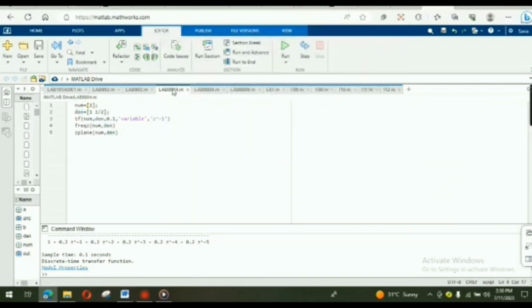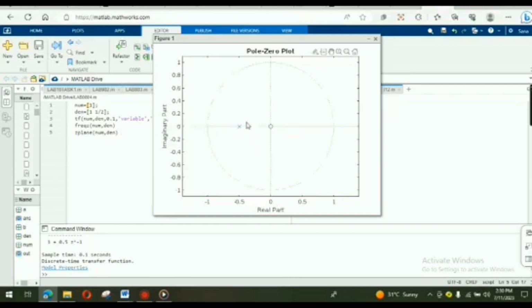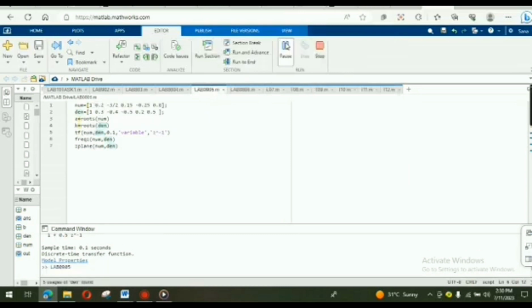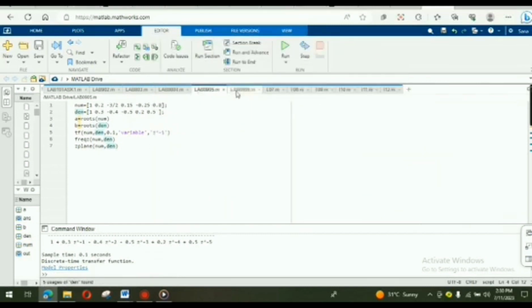Let's have a look at task 4 and run this function. Here we can see the pole is again inside of the unit circle. We can say this system is also stable. Moving on towards our task number 5, and let's run this function. All the poles are inside of the unit circle, so the system is stable.